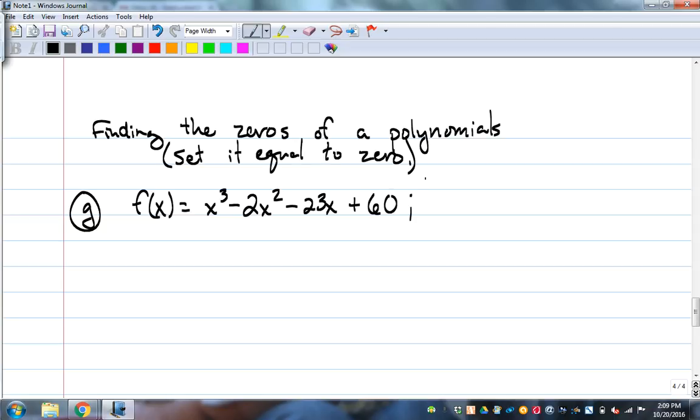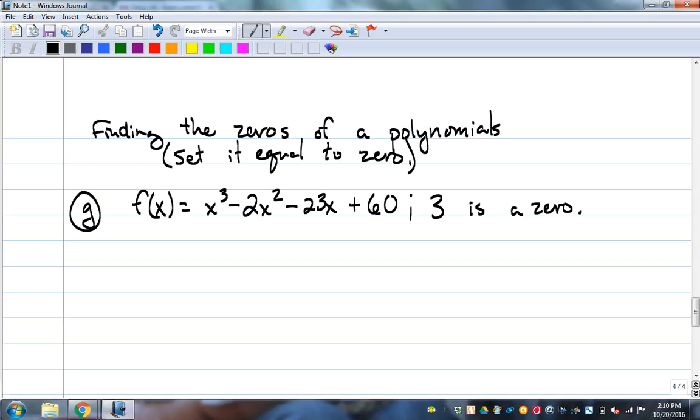And then they're going to put a little semicolon, and they're going to say, okay, the number that we write after this is a 0 of that polynomial. 3 is a 0. That means that if I plug 3 in for x in this problem, the answer is 0. 3 to the third power minus 2 times 3 squared minus 23 times 3 plus 60 is 0. That's what it means when it says 3 is a 0.